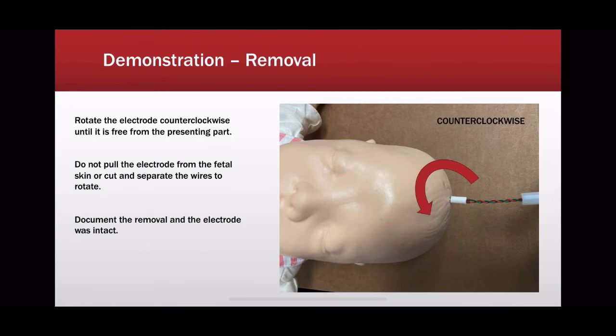We don't want to pull the electrode from the fetal scalp or cut and separate the wires to rotate the electrode out of the scalp. We actually want to put our fingers in either via vaginal exam or when the baby's head is delivered and unscrew at the scalp. We do want to document the removal and that the electrode was intact.